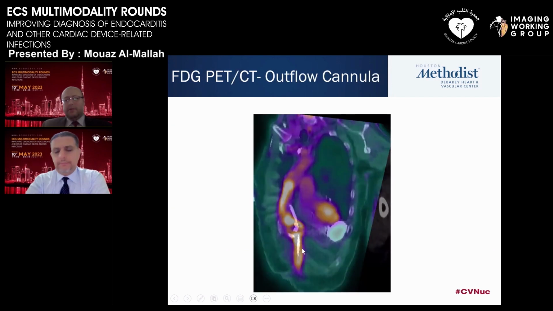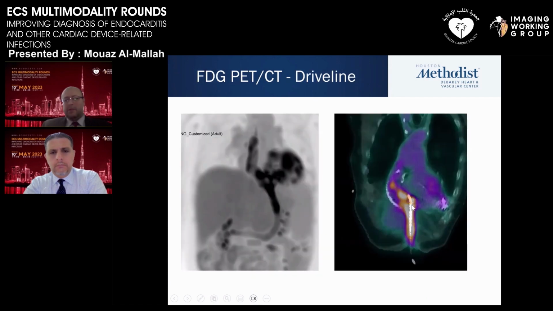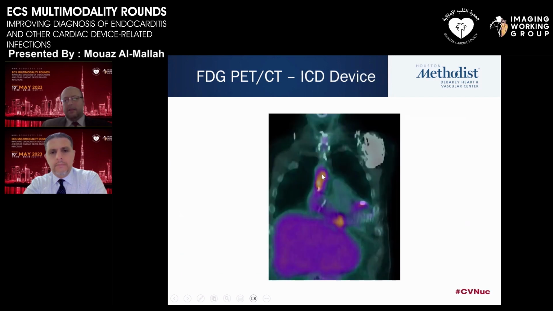But what was very concerning was this is the driveline, this is going to the inflow, and this is the outflow tract. You can see extremely intense uptake through this. So we have the driveline, the outflow, and the device. And we don't see much around the device, but mostly around the inflow. And you can see it here again, the inflow, multiple lymph nodes in the chest. This is the device, the driveline. And you can see here the outflow has significant uptake.